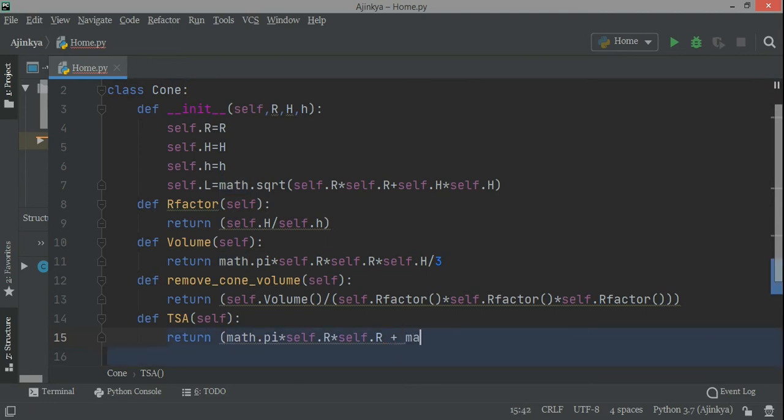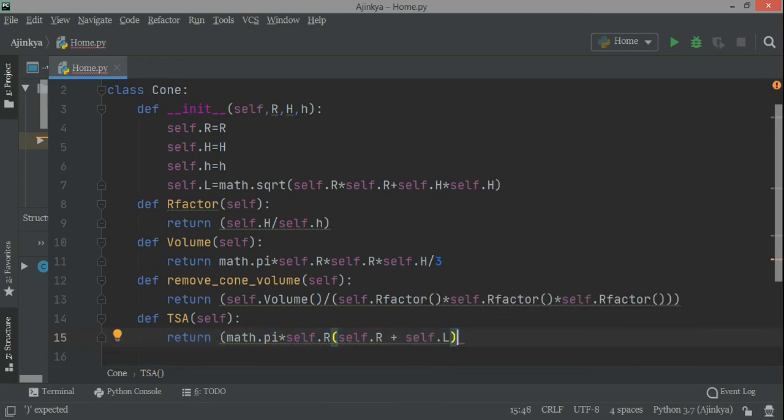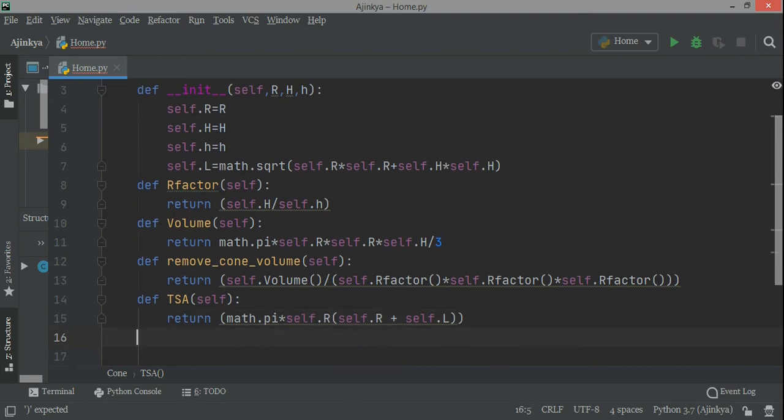So the idea is of total surface area. Total surface area of this bigger cone is what? Pi RL plus pi r square. Pi RL is the lateral surface area and the other is pi r square. So we can also write pi r common, pi r into r plus L. So self dot math dot pi into self dot r bracket into self dot r plus self dot L.